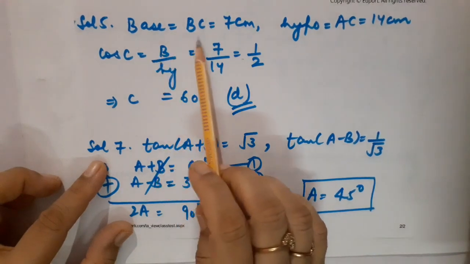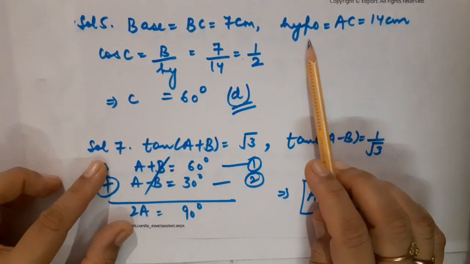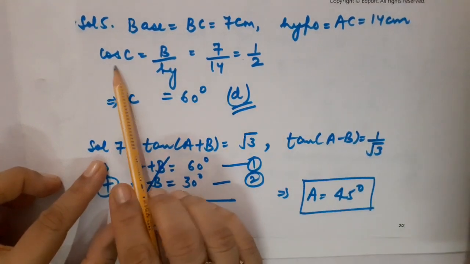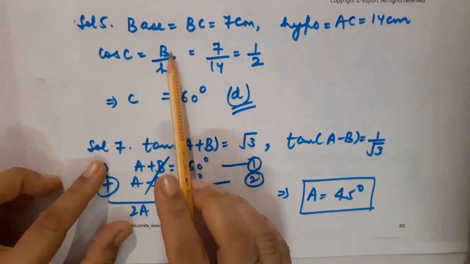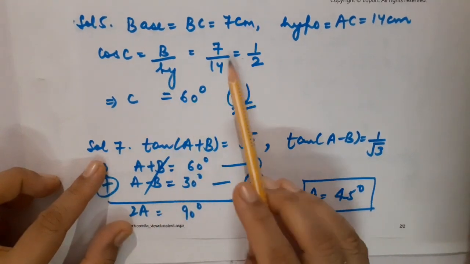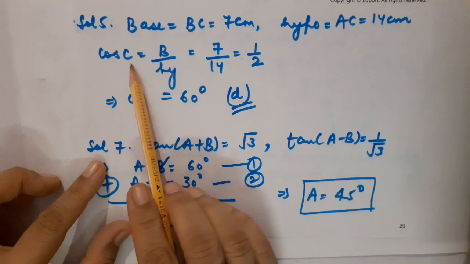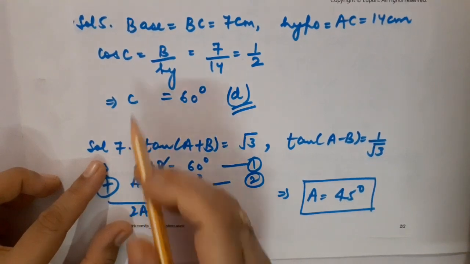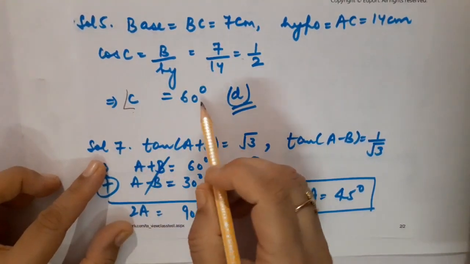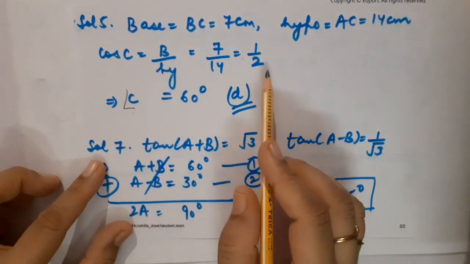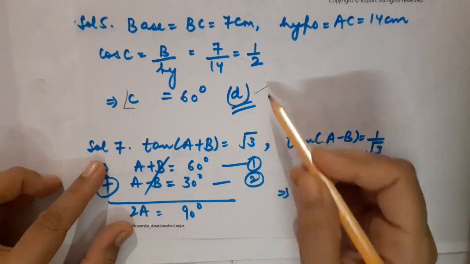Base is equal to BC is equal to 7 centimeter, hypotenuse is equal to AC is equal to 14 centimeter. We know that cos theta is equal to base over hypotenuse. So that is 7 upon 14, which will be equal to half. So you know children, when angle C is equal to 60 degree, then and only then we can say that cos C is equal to 1 by 2. So D is the right option.